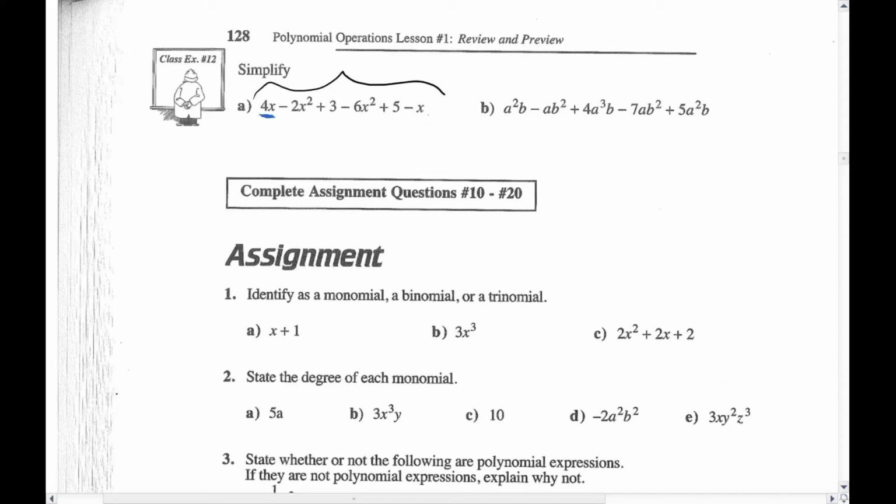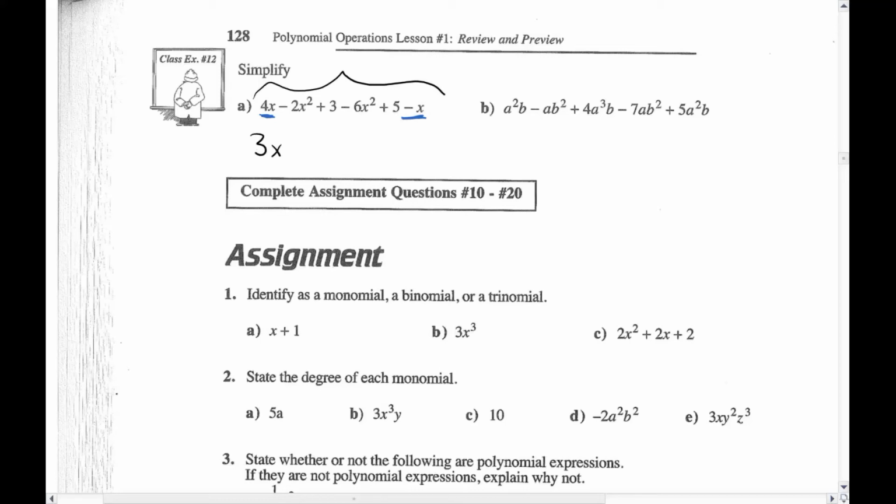There is, right there. Normally I like to underline or circle or box things just to make sure that I'm not forgetting about a term. So I have 4 x's, subtract 1x, that gives me 3x.